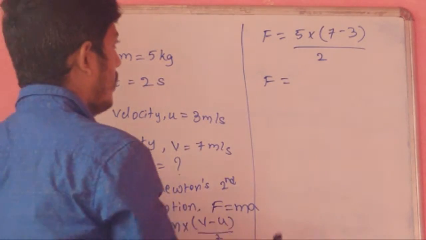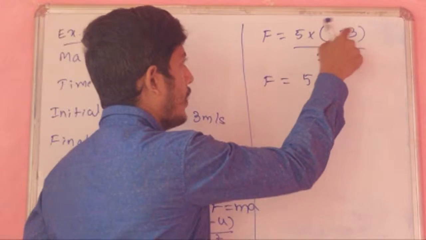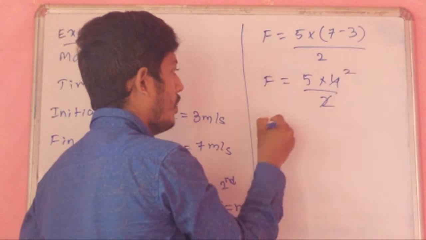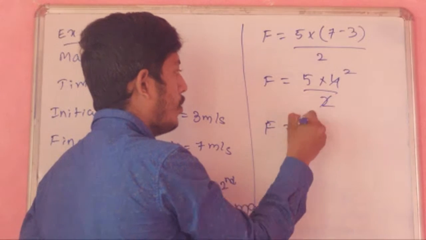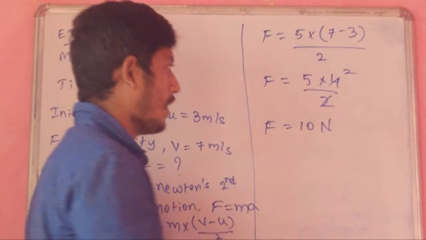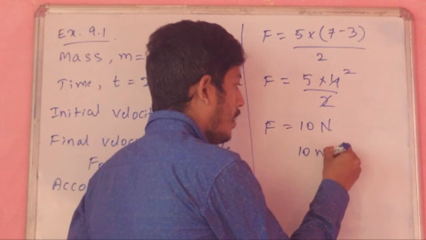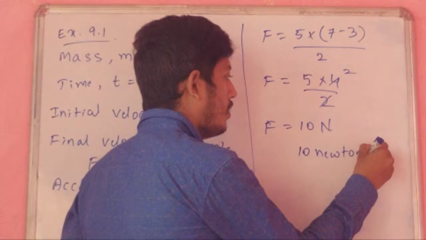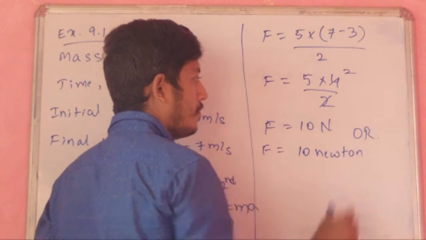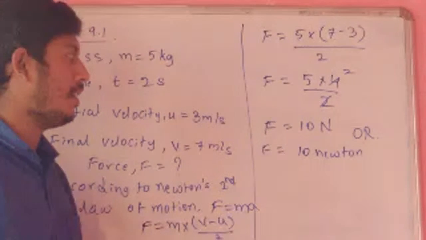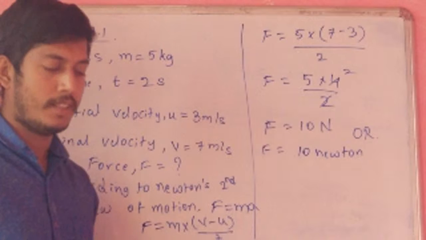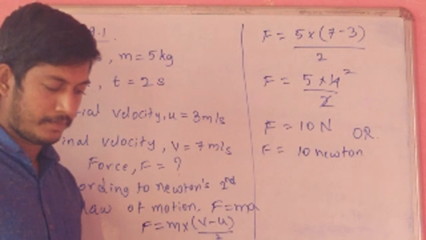Okay, I will continue this. 5 into 7 minus 3, that is 4, divided by 2. Ones are 2, twos are 4. So F value becomes 5 twos are 10. The answer is capital letter N, Newton, or we can write 10 Newton. This is also a correct answer. So F equals 10 N or 10 Newton. This is the answer of the first part.